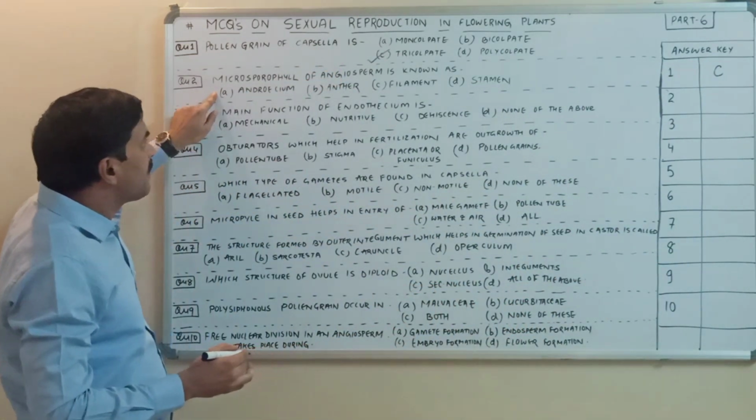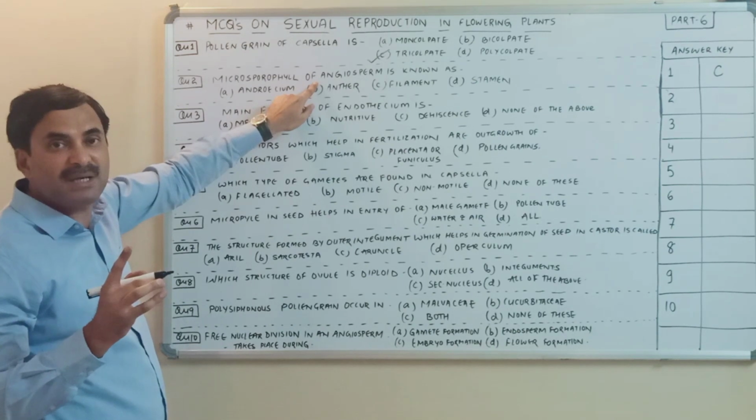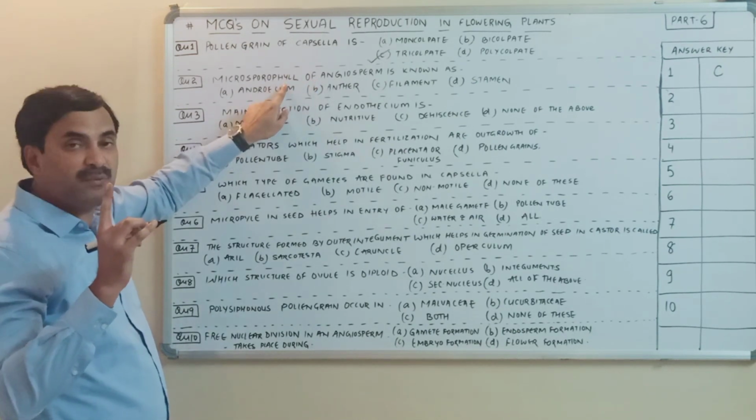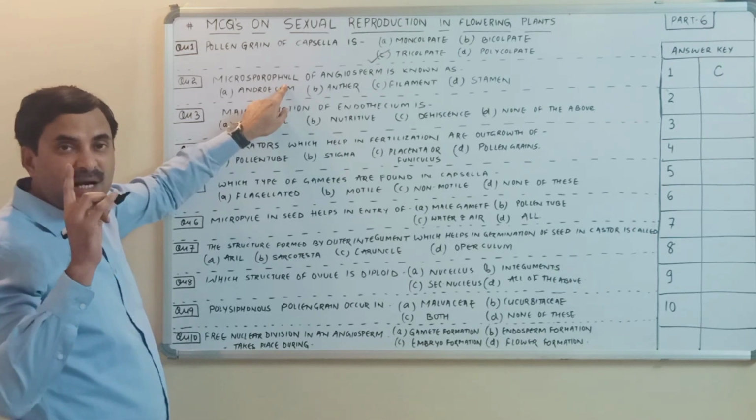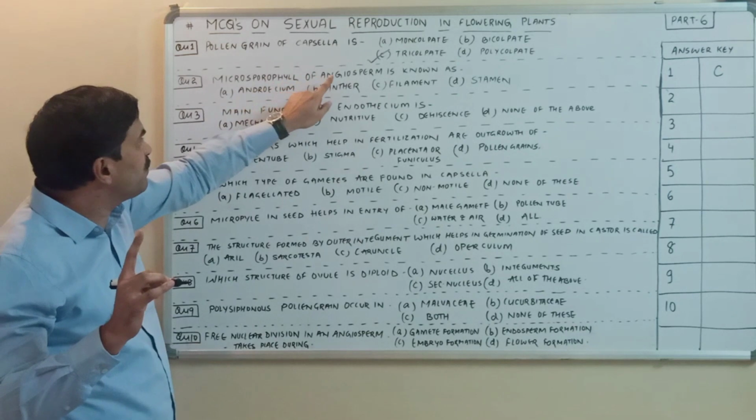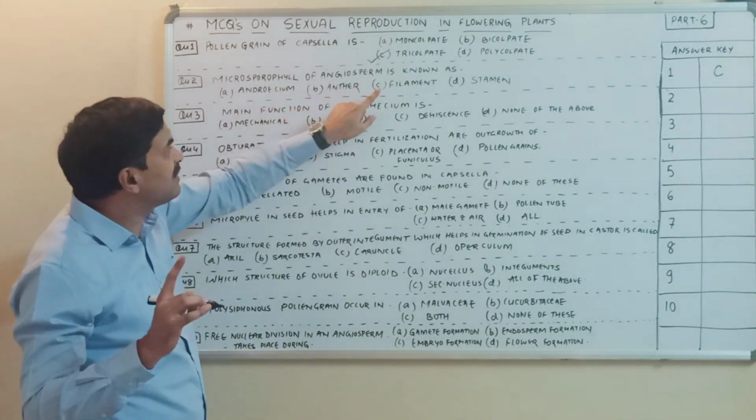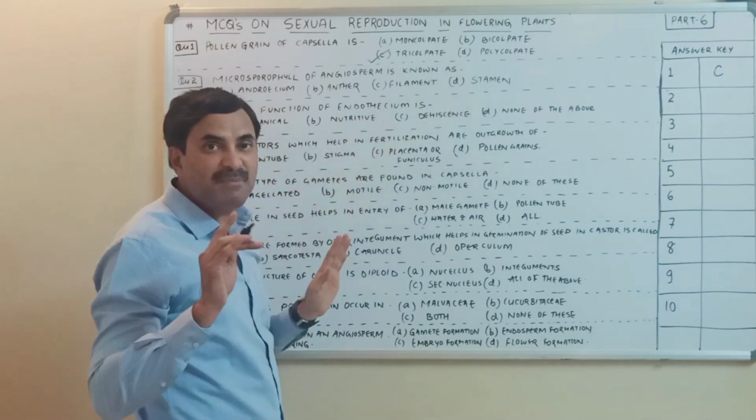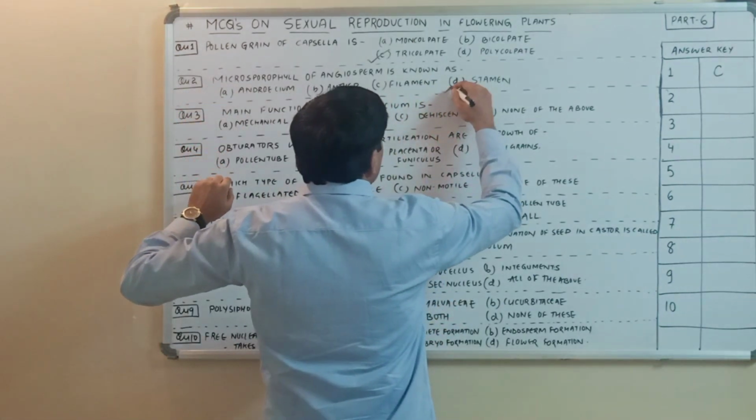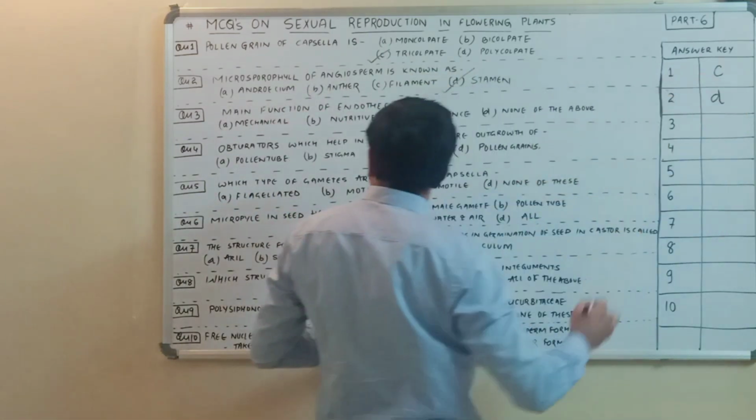Question number 2, microsporophyll of angiosperm is known as. Always remember that technically the stamen is called microsporophyll and the carpel is called the megasporophyll. So microsporophyll of angiosperm is known as androecium, anther, filament or stamen. So remember this thing, that stamen is called microsporophyll. So question number 2 has the answer D.